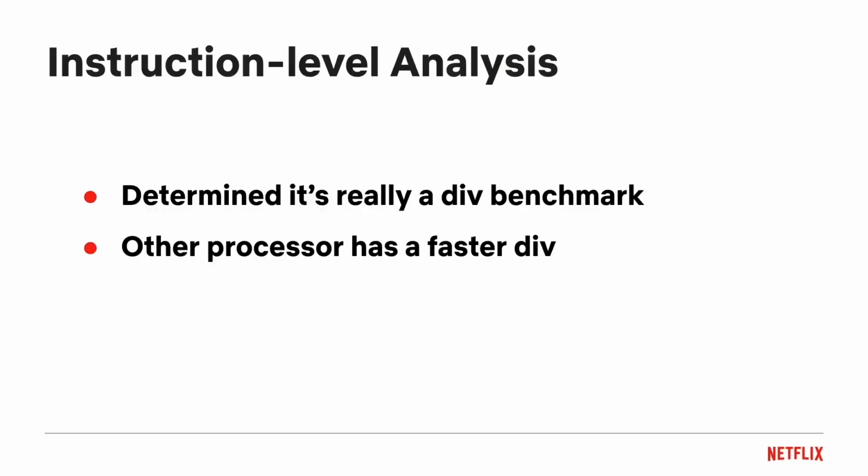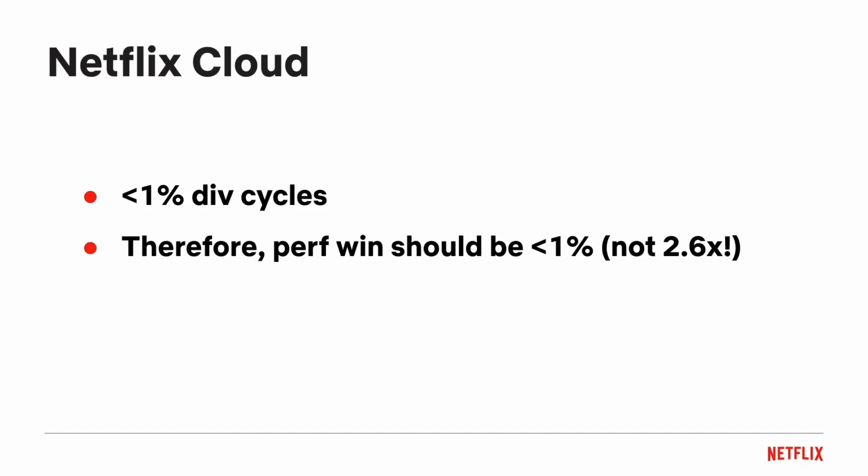So if you think about it, this is not really a CPU micro benchmark. It's more like a div micro benchmark. And the reason for the 2.6 times win was that the other processor had a faster div instruction. I confirmed this by writing my own div micro benchmark, and I also looked at the timing sheets between the processors to compare them. What does this mean for the Netflix cloud? Well, I used PMCs to measure time in the div instruction for some microservices and found that it was less than 1% of time. So I would expect the performance win for this one difference between the processors to be less than 1% in production.